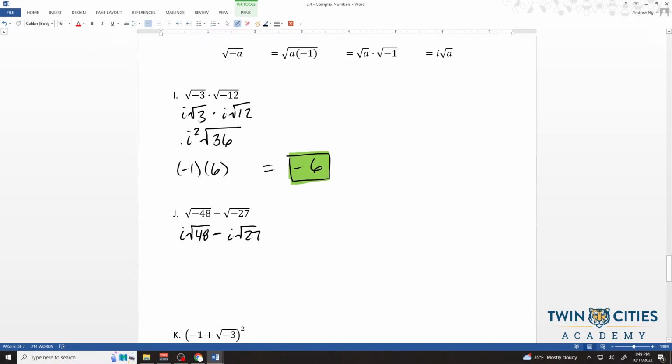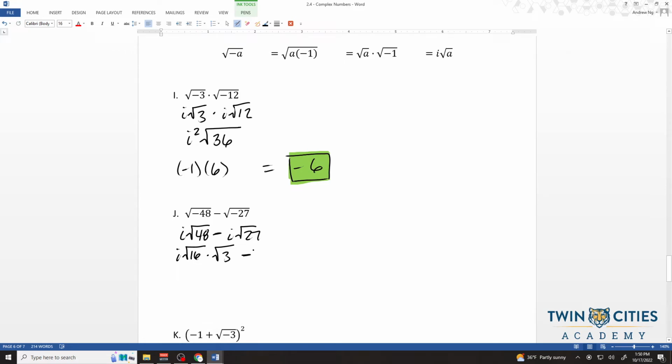Okay, well, let's see if we can break up this 48. I know that 48 is divisible by 4. 48 divided by 4 would give me 12. Let's see if I can go further than that. Oh no, 16. 48 divided by 16. That's an even better one. This would be i times the square root of 16 times the square root of 3 then.